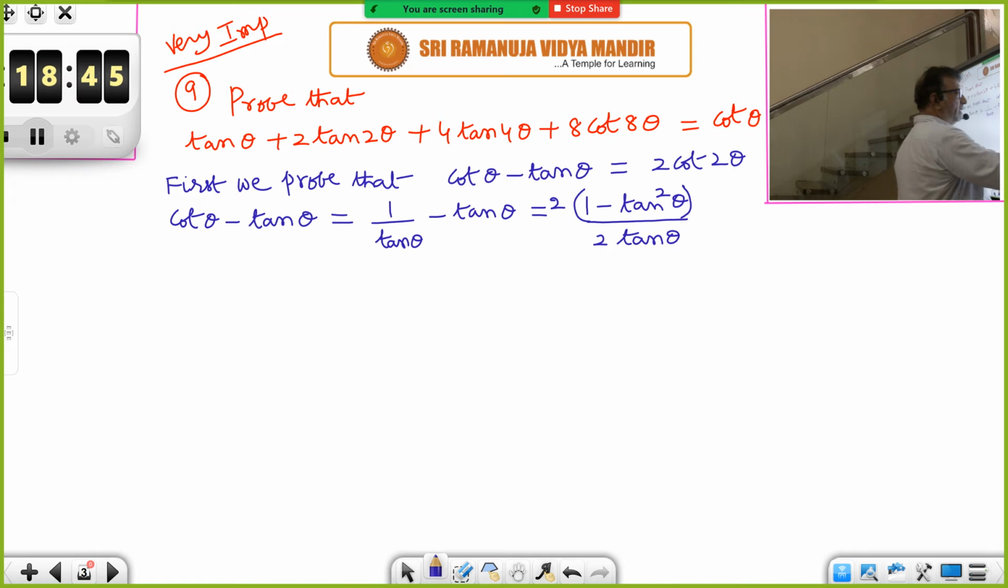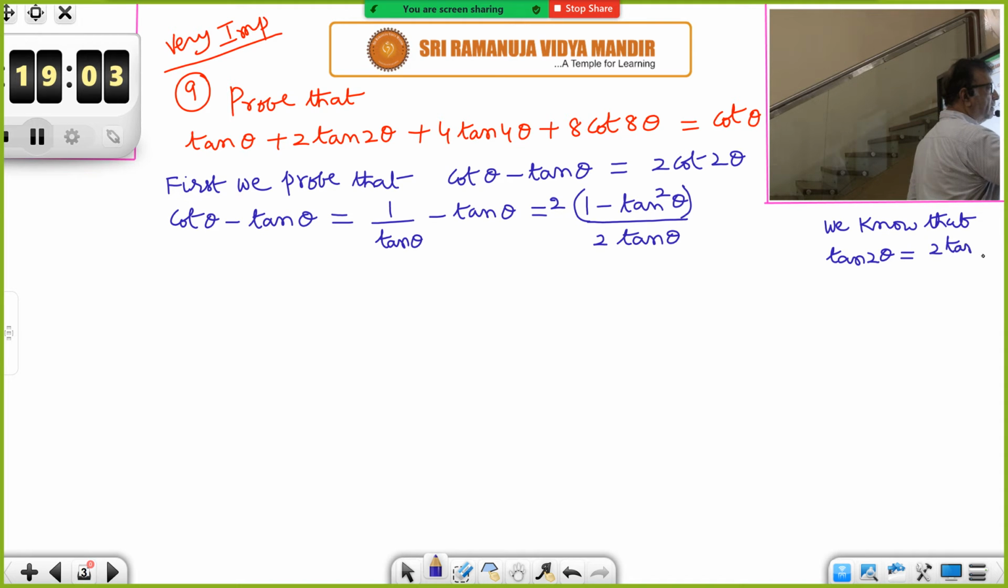But we know, in rough work, what is the formula for tan 2 theta? Tan 2 theta, what is the formula, Sai Vardhan? Sir, 2 tan theta by 1 minus tan square theta. Therefore, cot 2 theta, that is 1 by tan 2 theta, will be equal to what on the right hand side? 1 minus tan square theta by?